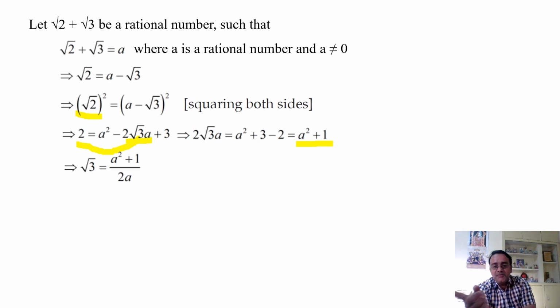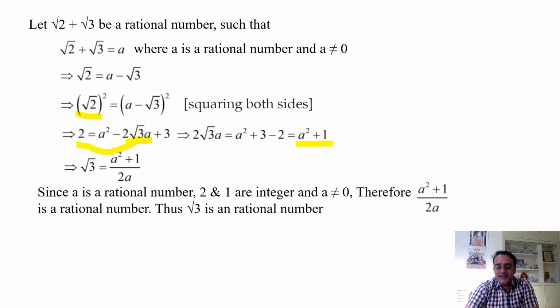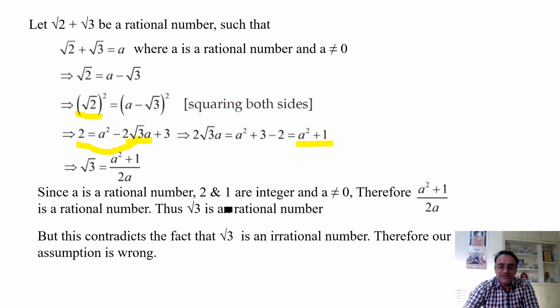Now a is a rational number, a is not equal to 0 and 1 and 2 are integers. So therefore a square plus 1 upon 2a is a rational number. Thus root 3 is a rational number. Okay, so root 3 is यहाँ पर a आएगा, राइट, इसको कट कर दिया. But this contradicts the fact that root 3 is an irrational. So therefore our assumption is wrong. Hence root 2 plus root 3 is an irrational. तो दोनों में से ये वाला ज़्यादा easy है.